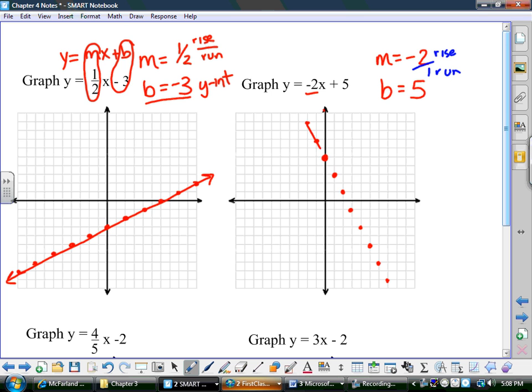Use a ruler or a straight edge and make a very straight line between those points. It is a line that keeps going, so put arrows at the end. Pause the video and see if you can figure out how to graph these next two on your own. Once you've had a chance to do it, resume the video and we'll compare answers and see how you did.